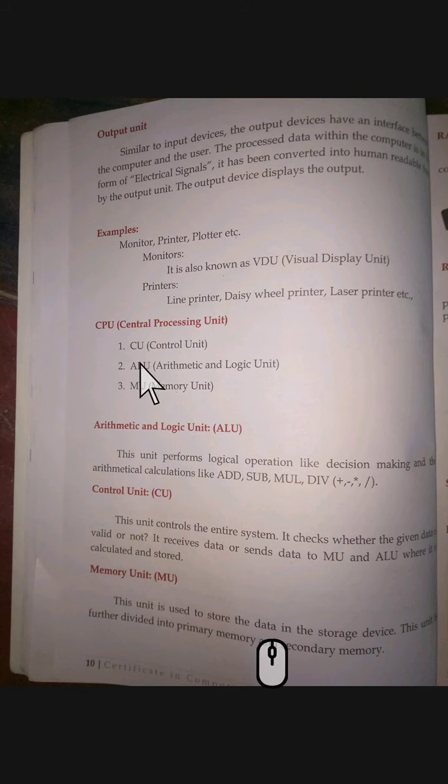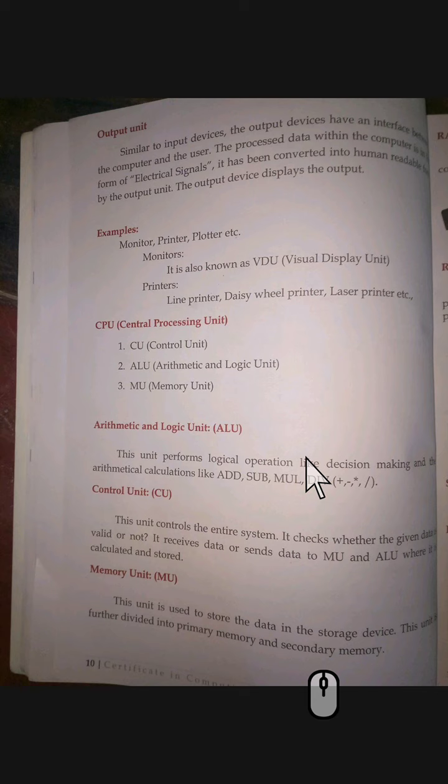Next one, CPU, central processing unit. In the central processing unit we have three types of unit: control unit, ALU (arithmetic logic unit), then MU, the memory unit. The arithmetic logic unit is used for doing arithmetic calculations. We know addition, subtraction, multiplication, and division. These are all performed in the arithmetic logic unit.